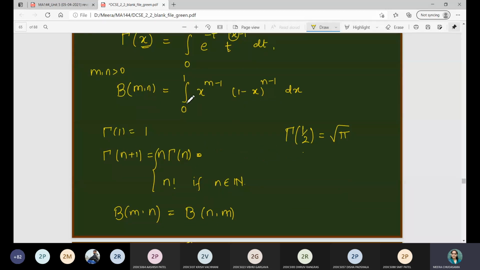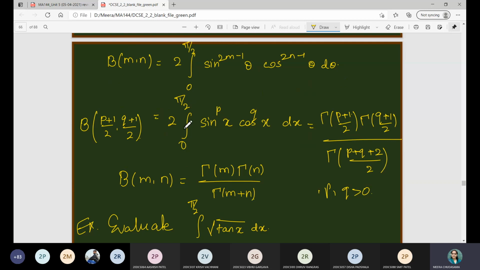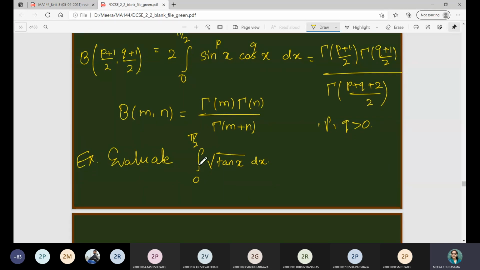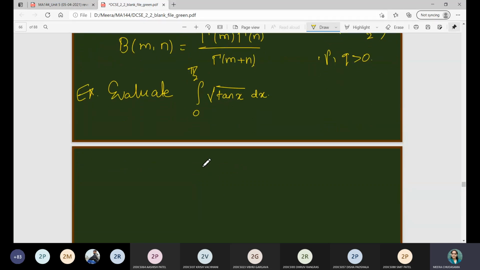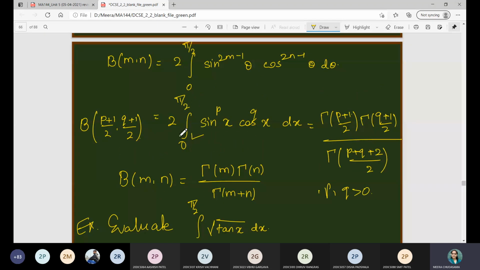Beta function can be considered in terms of integration either from 0 to 1 or from 0 to pi by 2, right? So here 0 to pi by 2 is given, so we can use this formula. Since the tan function is involved, it is sine upon cos. So this is nothing but sine raised to 1 by 2 cos raised to minus 1 by 2, right? So we are going to use this formula. Let us write down the formula for this one.